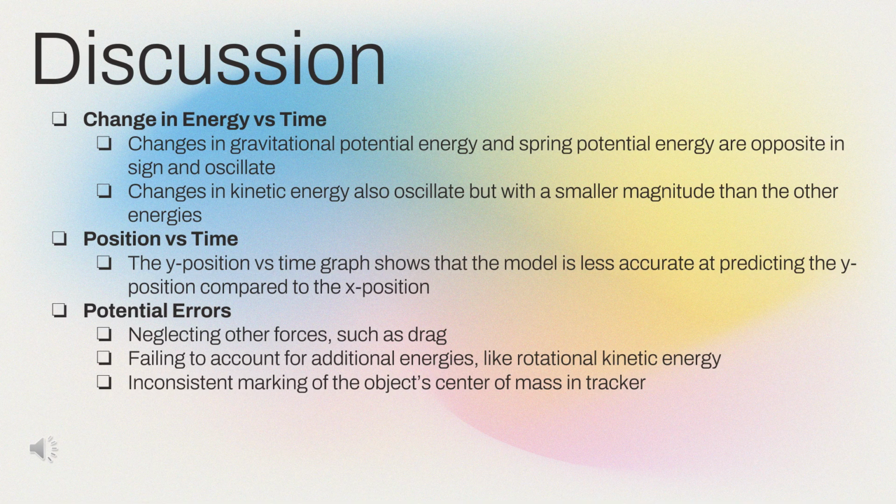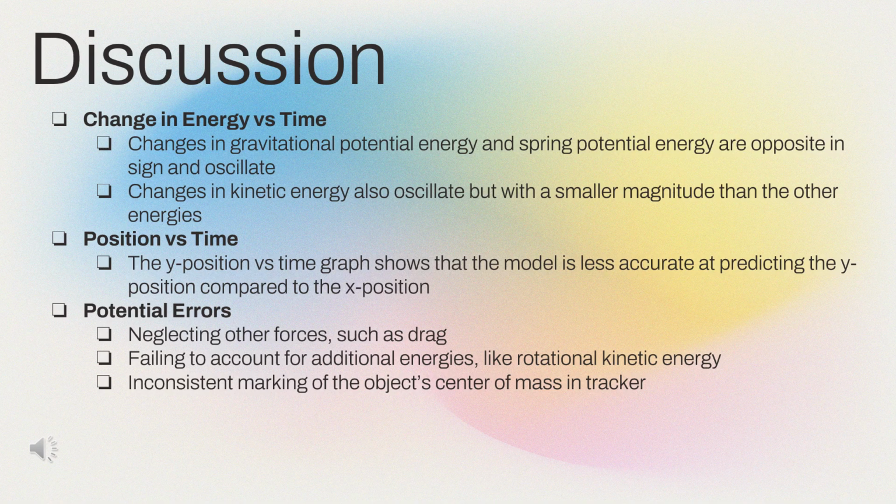So now for the discussion. For change in energy versus time, the changes in gravitational potential energy and spring potential energy are opposite in sign and oscillate, and the changes in kinetic energy also oscillate, but with a smaller magnitude than the other energies.